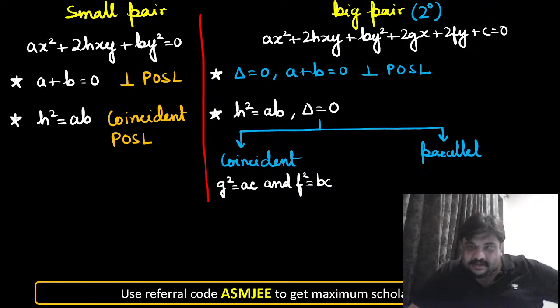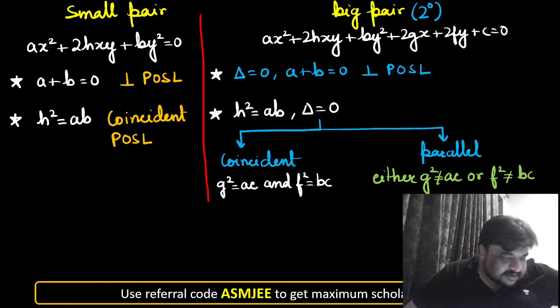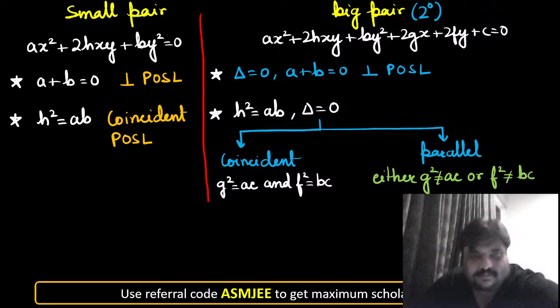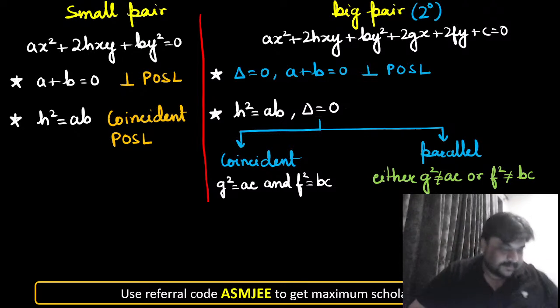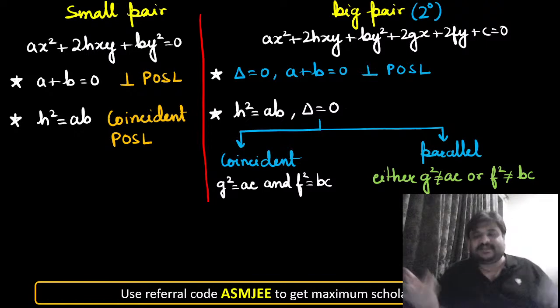And what about parallel? Parallel means either of these conditions fails. Either g square is not equal to ac or f square is not equal to bc. One of them fails. Yes, Aditya. If both fail, that is even more wonderful.